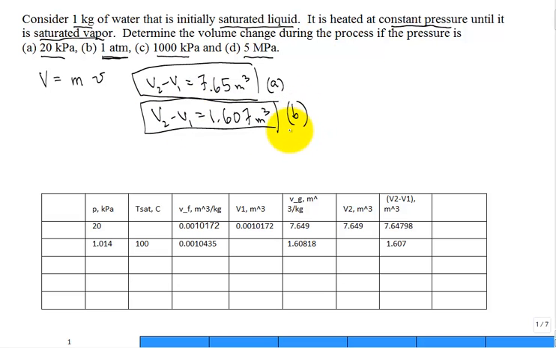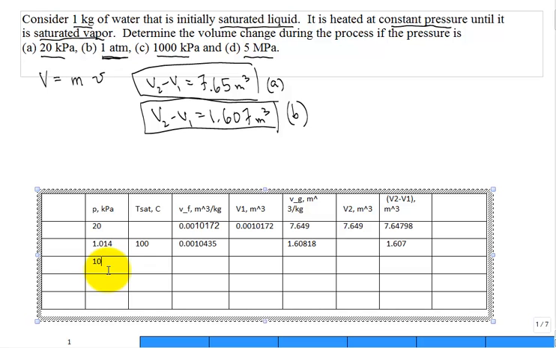Let's continue. We want to calculate the value of the volume change for 1,000 kilopascal. So put 1,000 right there. And then I should have emphasized, a little note, what table did we use? We used table A3 for this one. We jumped to table A2 for that one, and we're back to table A3 again when you are interested in 1,000 kilopascal. So let's go ahead and take a look at table A3.